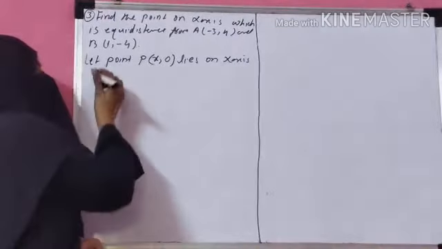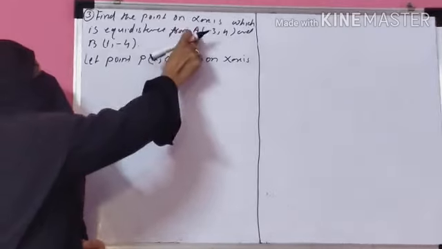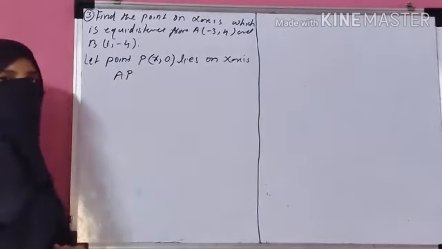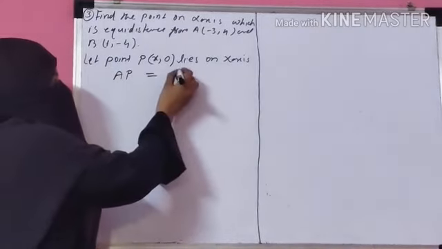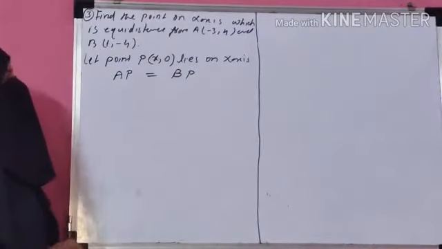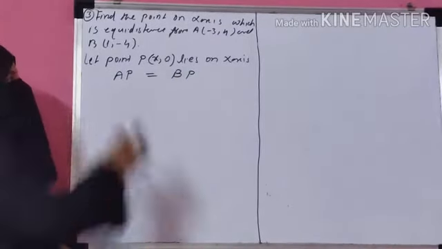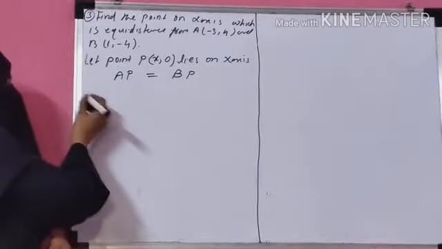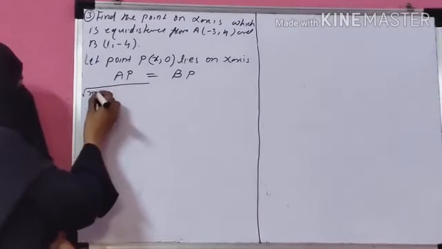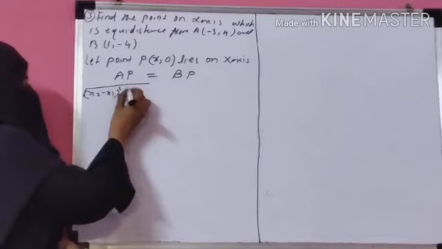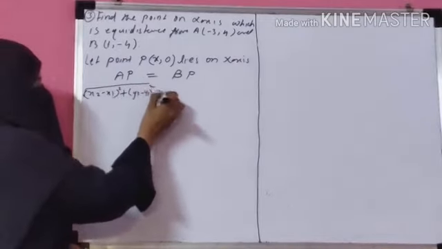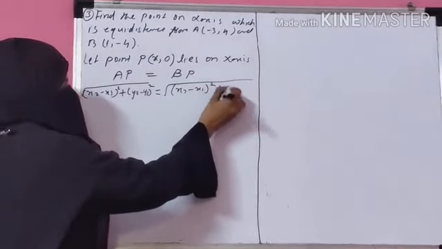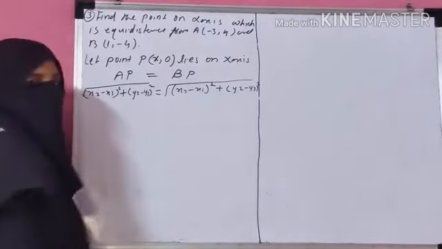The distance of this point P from A and from B is equal. So AP is equal to BP, that means the point is equidistant from A and B. Now apply the distance formula again: the square root of (x2 minus x1) whole square plus (y2 minus y1) whole square for AP is equal to the same expression for BP.